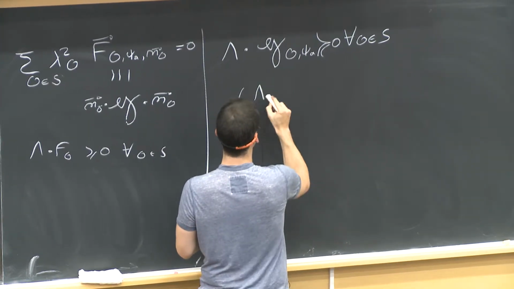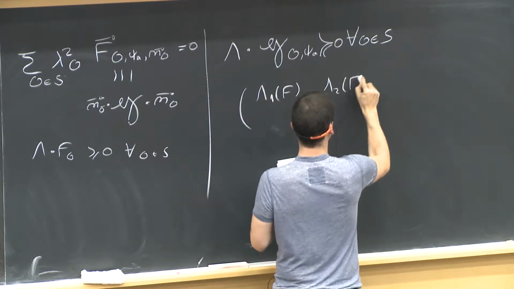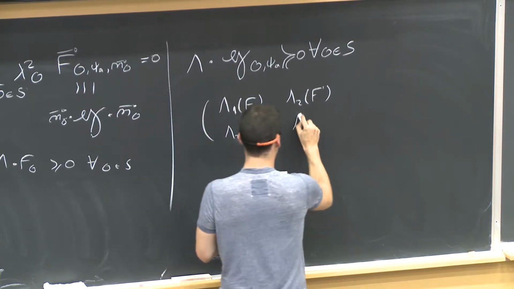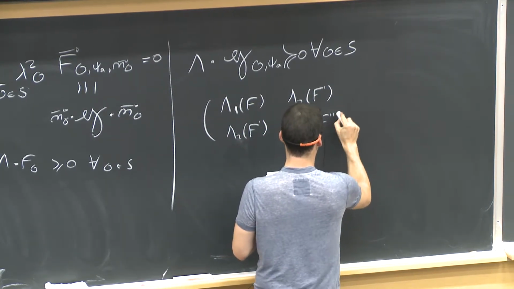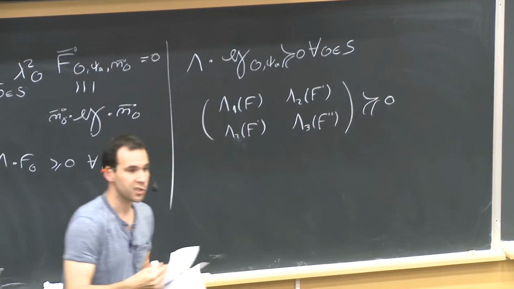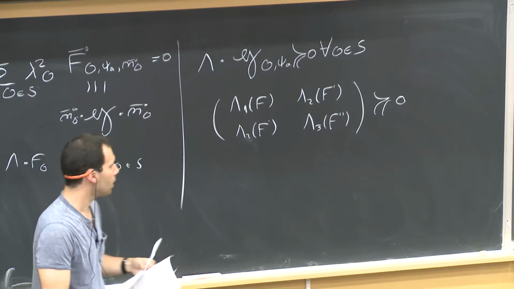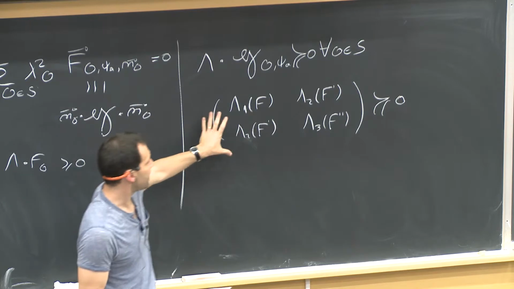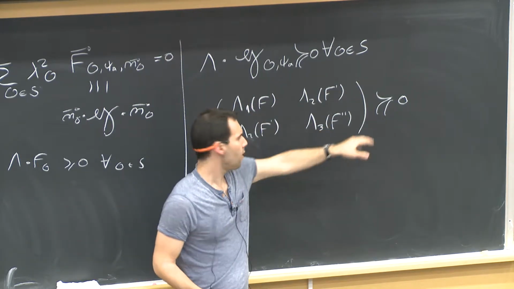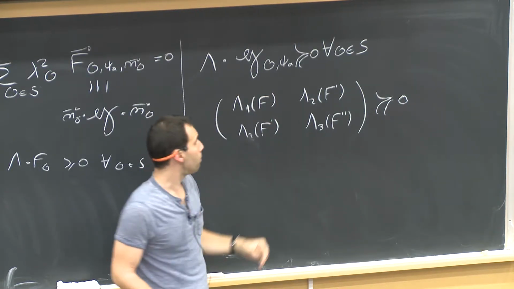So in our example, this would look something like this. You'd need a functional which would do this, with lambda 3 f prime prime. So our functional is a vector. It has three components, lambda 1, lambda 2, lambda 3, because there were three equations. And when you dot it into that, you get this 2 by 2 matrix, and you want to make this matrix positive semi-definite for all operators in some set.